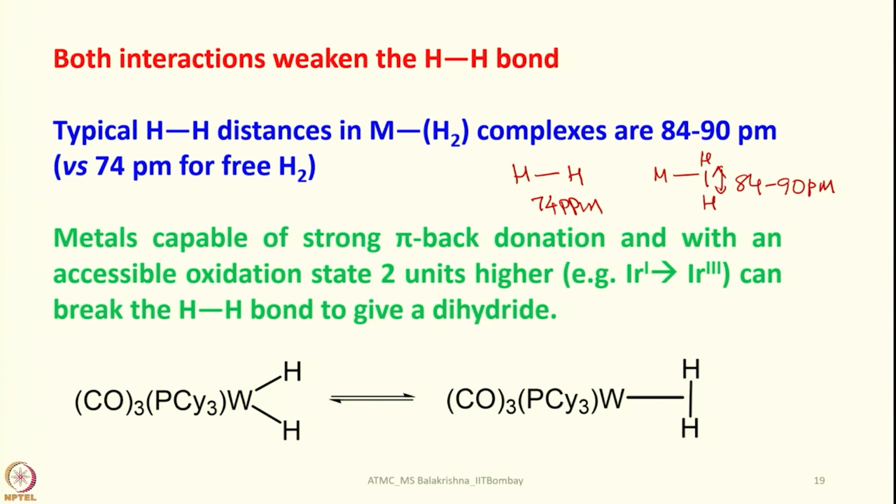Metals capable of strong back donation and with an accessible oxidation state two units higher can break the HH bond to give a dihydride. You should recall that whenever we want to perform oxidative addition, the metal should have two stable oxidation states with a difference of 2 electrons. For example, a d0 system should be readily oxidized to a d2 system. A metal in the 0 valent state should be readily oxidized to the 2 plus state, or M in the plus 1 state should be readily oxidized to the plus 3 state.